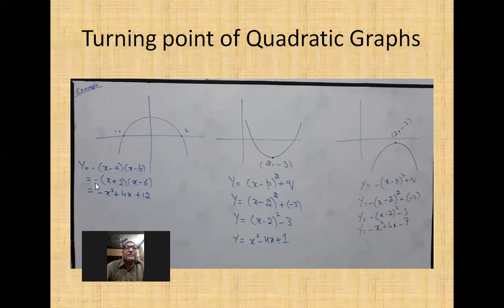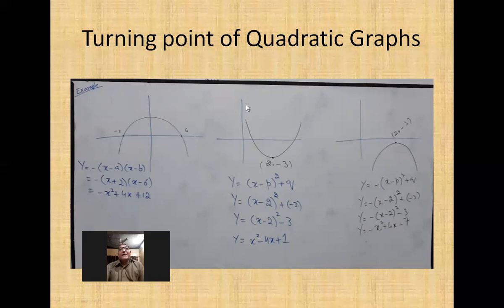If you multiply these and then multiply with minus, the final equation will be minus x square plus 4x plus 12. So you can see that here the coefficient of the x square in this equation is negative. That's why it's a sad face.